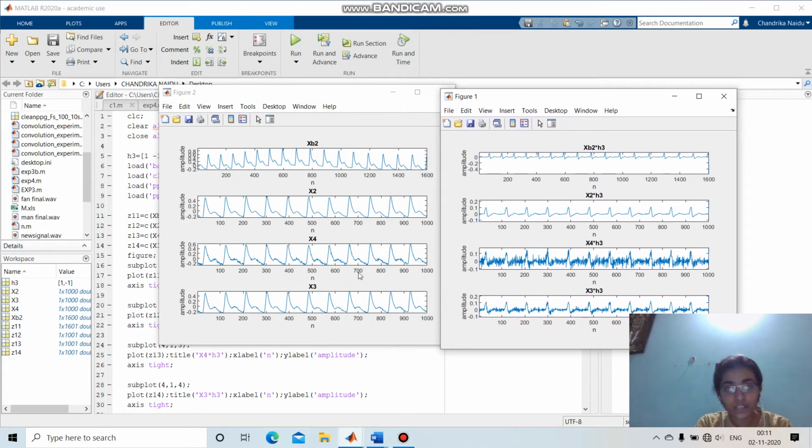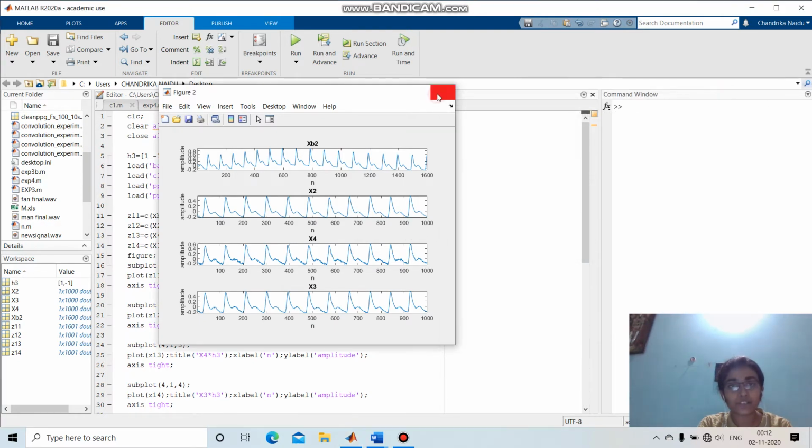So if you see here, all the high frequency things are being passed through this system. That means it is passing only high frequency things. That is, it is acting as a high pass filter. Our system 3 is acting as a high pass filter.